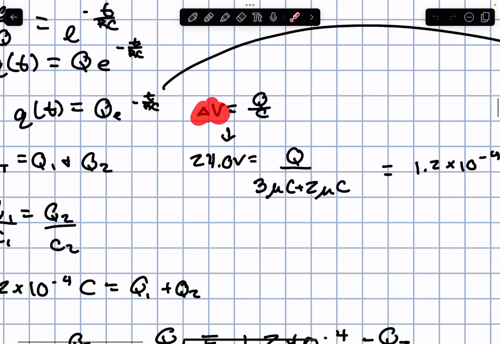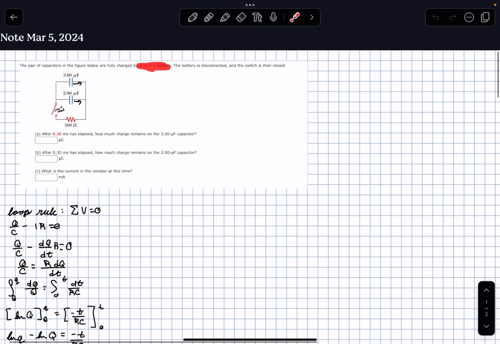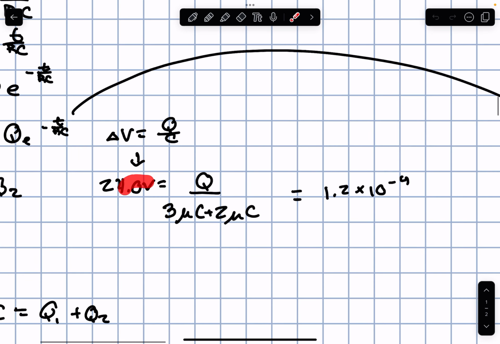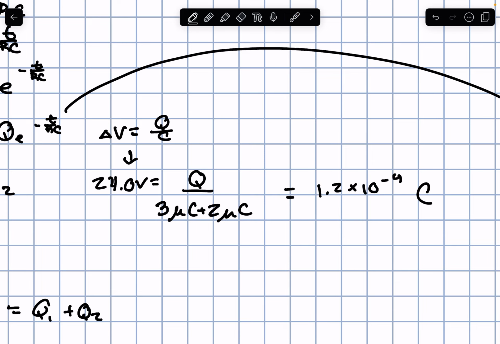We know delta V equals charge over capacitance, and this is going to be total capacitance. So our change in V, delta V, is going to be 24 volts. So 24 volts equals charge over 3 microfarads plus 2 microfarads, and that's going to equal 1.2 times 10 to the negative 4. Oh, I'm sorry. Coulombs.